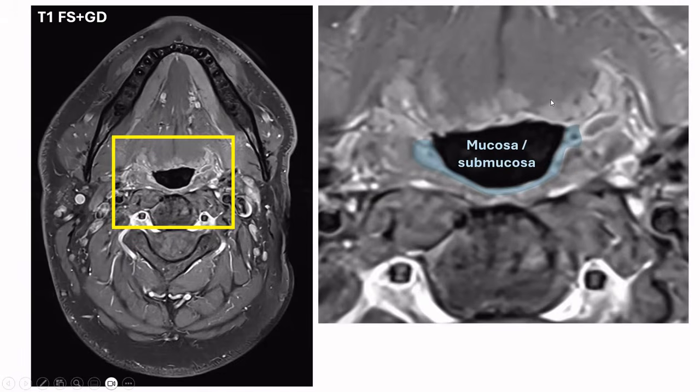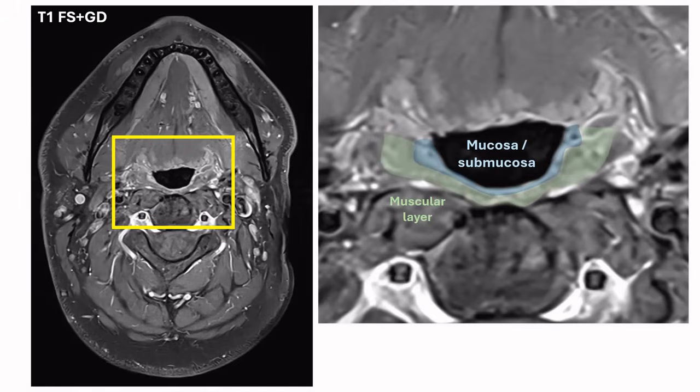And what we see here is a tongue base. Okay, so this is the tongue base. And then this is the oropharynx, and we see the enhancing mucosa and submucosa. And the layer underneath it, which has a signal intensity of muscles, is of course the muscular layer.